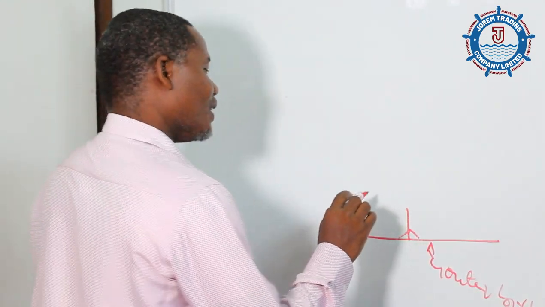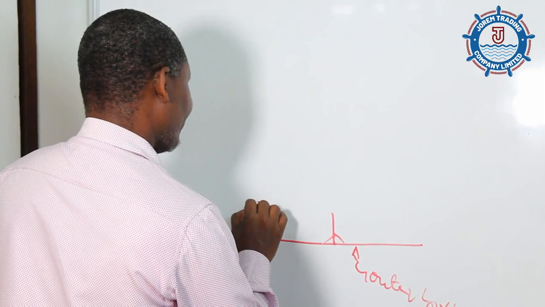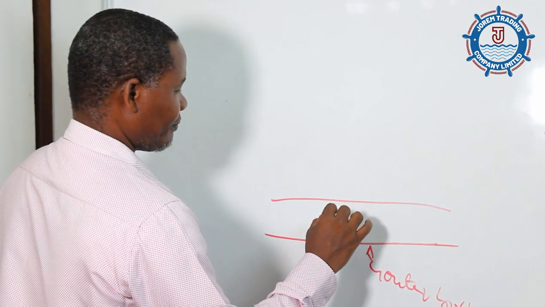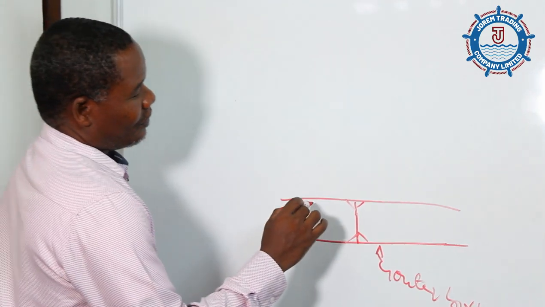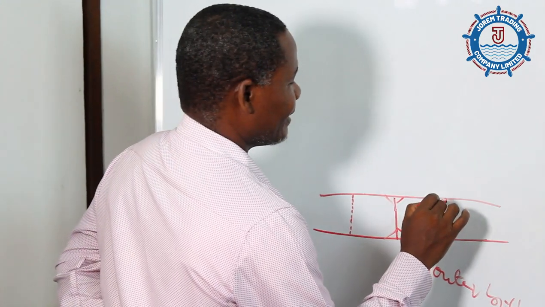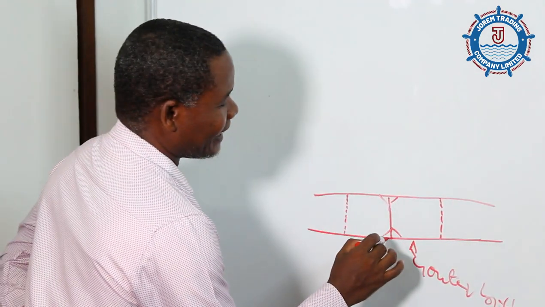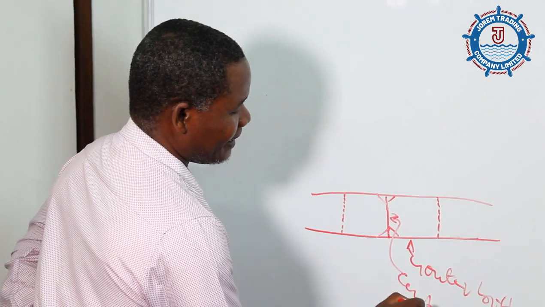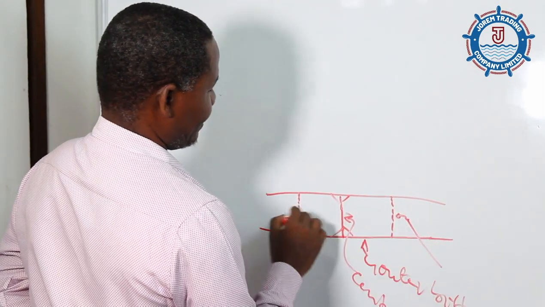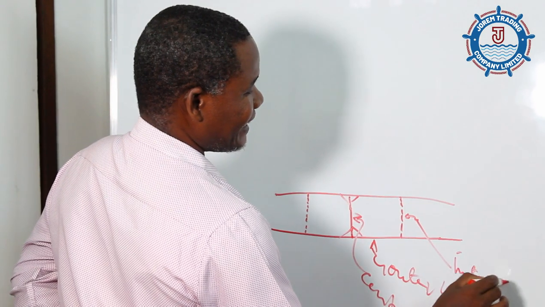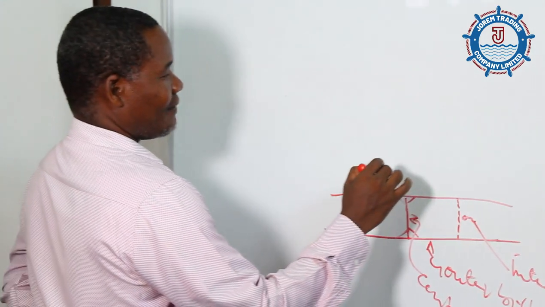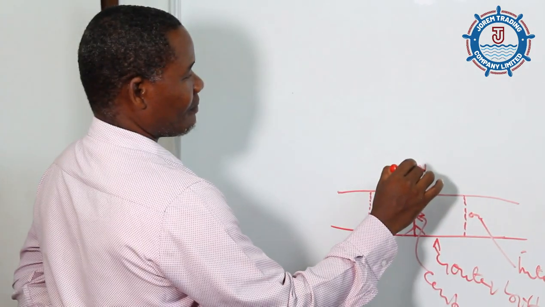Then you have some plate floors. You have a plate floor. Of course, you have the intercostal. This one is an intercostal. You have the side girder intercostal. This one here is the center girder. Then you have the intercostals, this one and that one. And you have the inner bottom plating.